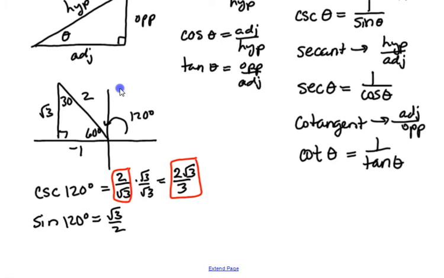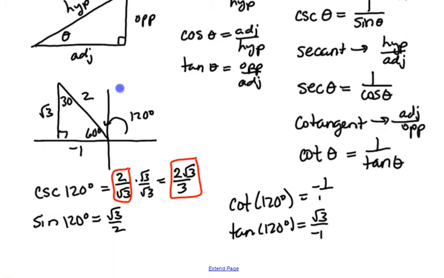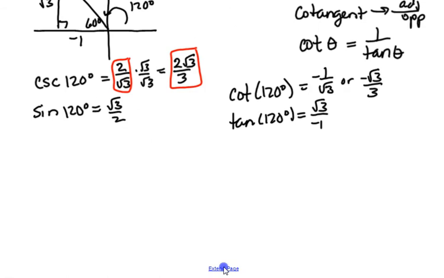If I wanted to find cotangent of 120, I would remember, well, tangent of 120 is opposite over adjacent, square root of 3 over negative 1. So cotangent would be negative 1 over square root of 3, which would also be negative square root of 3 over 3. So that's how reciprocals work. You just take the reciprocal function, figure out what the original function is, and then just take the reciprocal of it. Let's do one more.